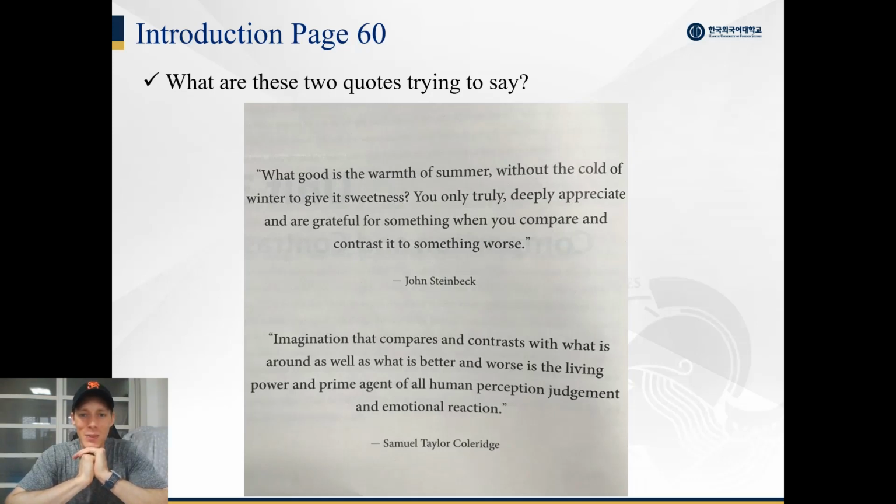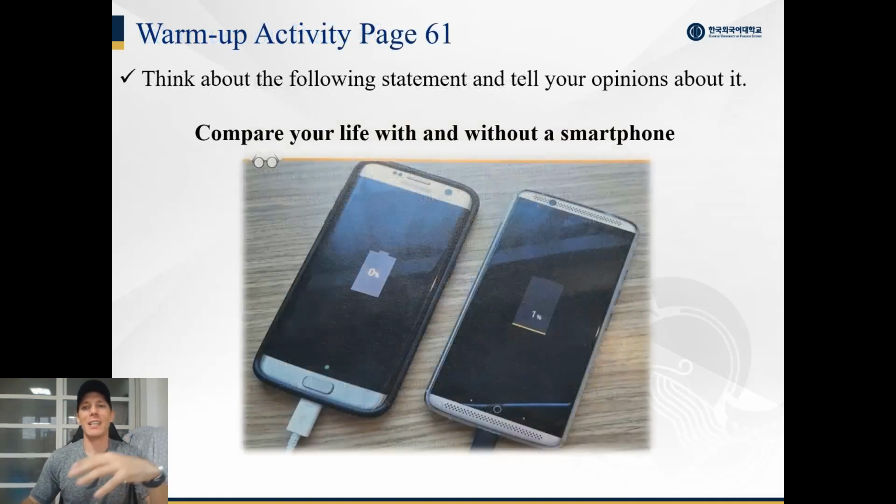Imagination that compares and contrasts with what is around, as well as what is better and worse, is the living power and prime agent of all human perception, judgment, and emotional reaction. So, again, they've given another example there of where they say you have to compare and contrast, which is our topic today, to look at different aspects of things, look at the pros and the cons, and decide an overview and give yourself a final judgment and decision for what we think. So it's a very simple topic. We're going to just look and think about things and then ask, what's the pro, the positive points, what's the cons, the negative points.